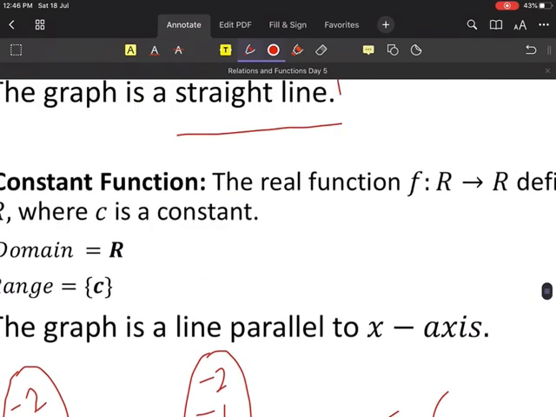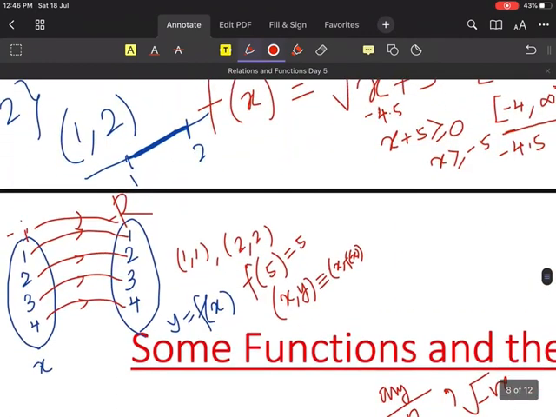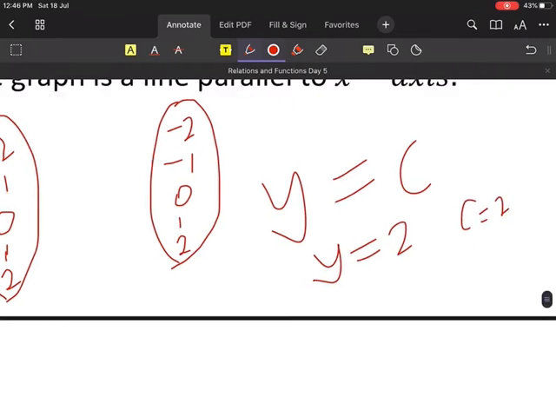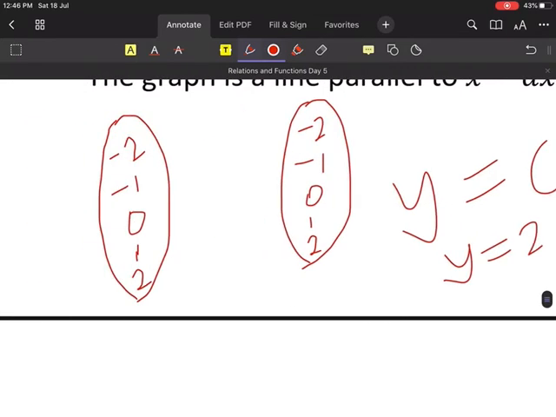Now I am saying that the constant is y is equal to 2. I am saying that c is equal to 2. Am I clear? I am saying that the constant is 2. I can say that, right? I am giving c a value. Yes, the constant is 2.